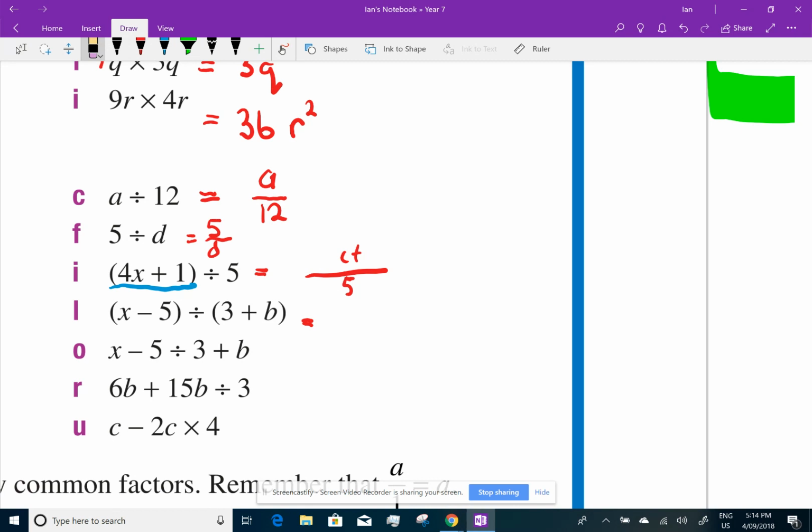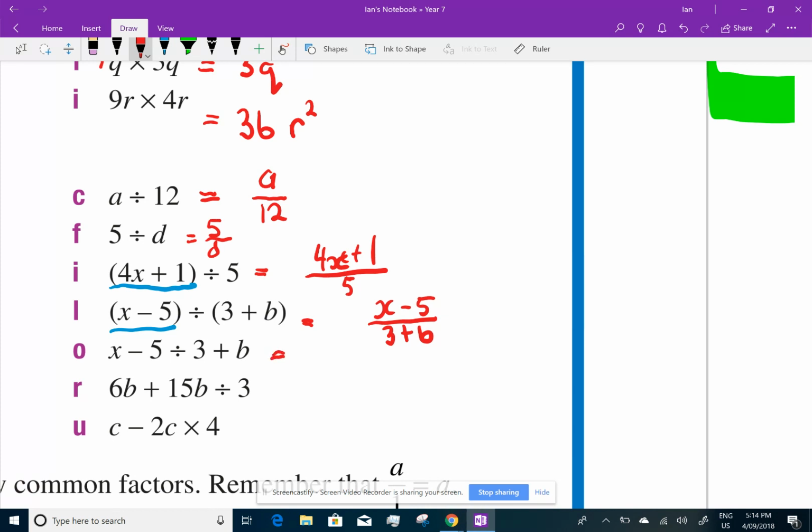Because the vinculum acts as a grouping symbol, the same way the parentheses do. So I'm not going to write the parentheses for the next one. So it's all of that first thing, x minus 5. That all goes on top. I don't need the parentheses. You can put them in if you want. Divided by all the things in the parentheses underneath, 3 plus b. So as you can see, this is pretty easy.